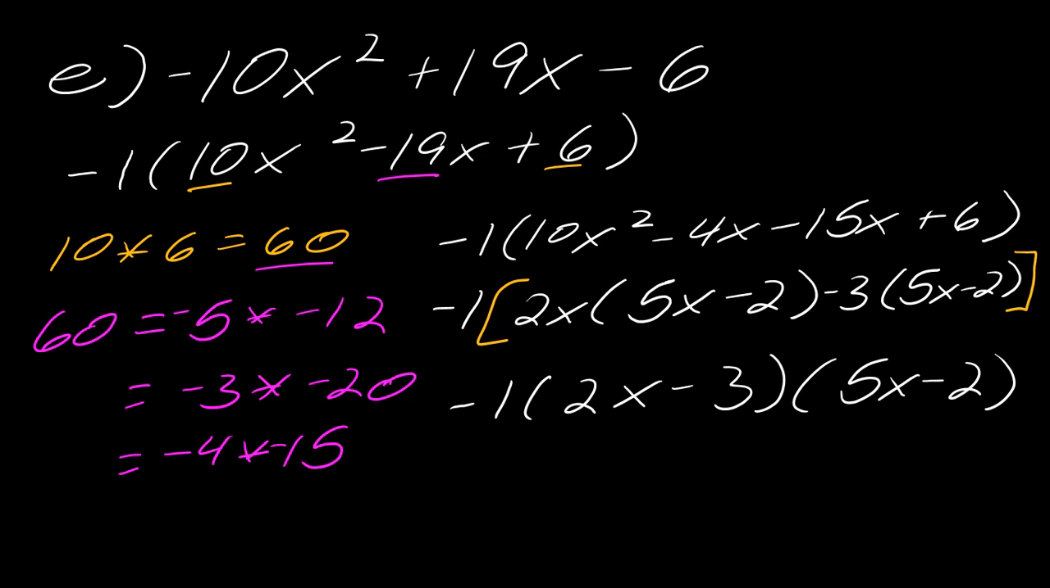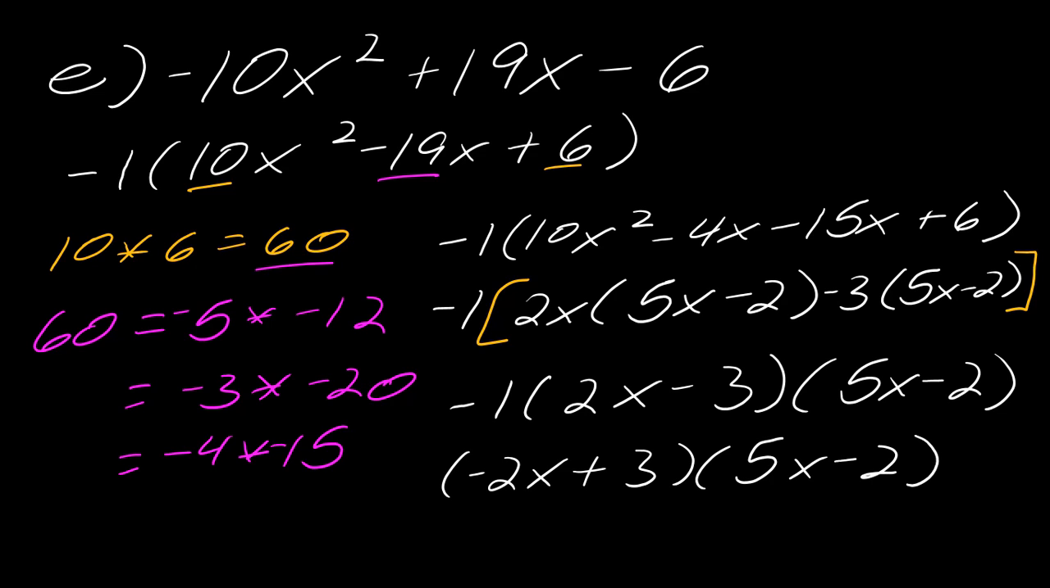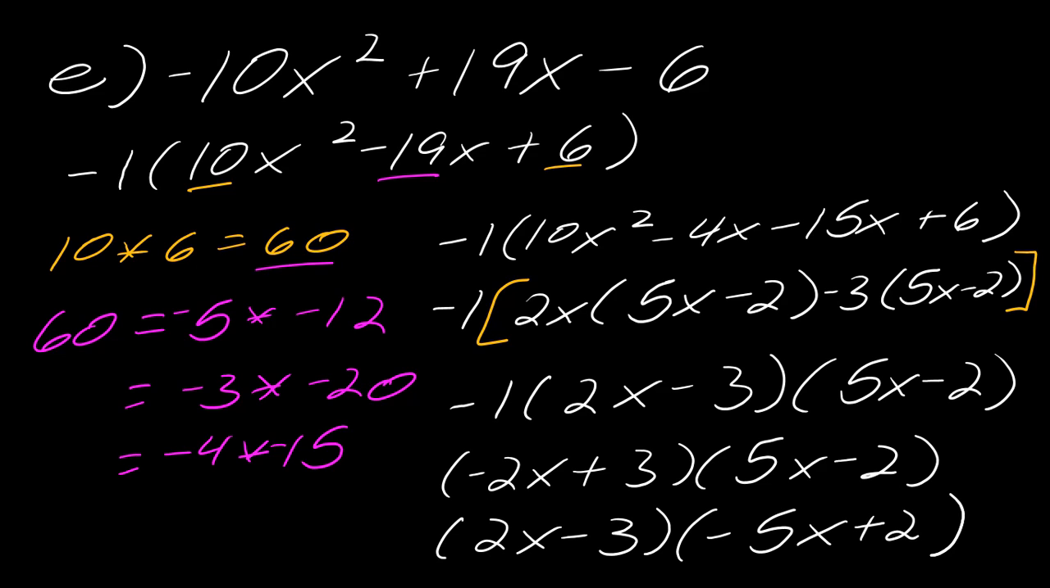Now what if you didn't factor out the -1? That's fine. Then one of these would have all its signs flipped. So equivalent ways you could have this would be -2x plus 3 times 5x minus 2, or you could leave the 2x minus 3 alone and have -5x plus 2. So basically you choose one of these to multiply the -1 and 2. So all three of these are equivalent answers.